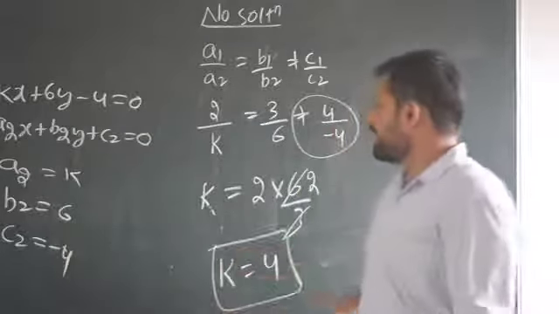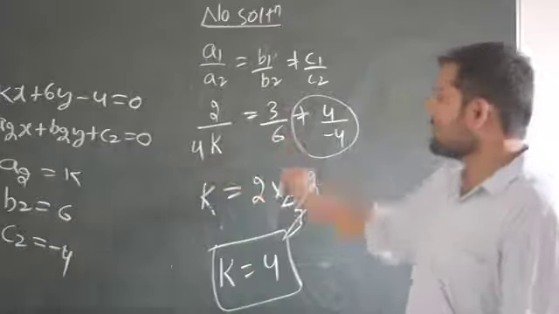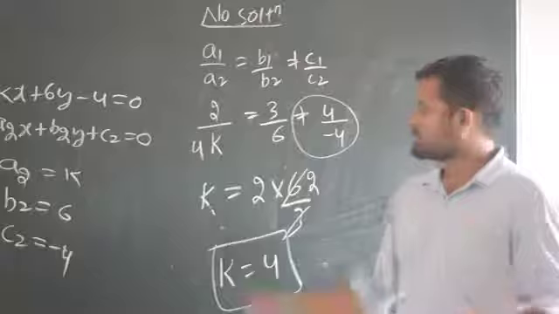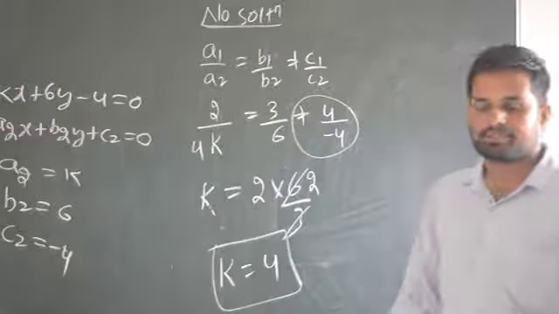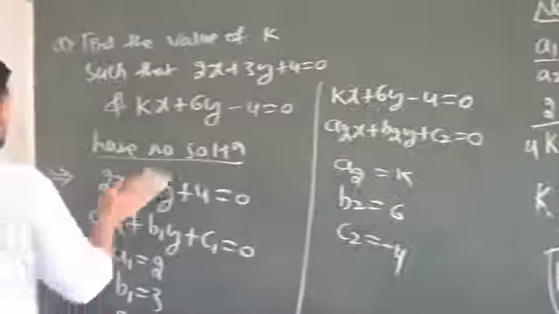So if the value of k is 4, now look at this: 2 by 4 is 1 by 2, 3 by 6 is 1 by 2. Now they are going to have no solution because this condition is satisfied. I hope you are getting what I am trying to say. Okay, let me get into the next question.